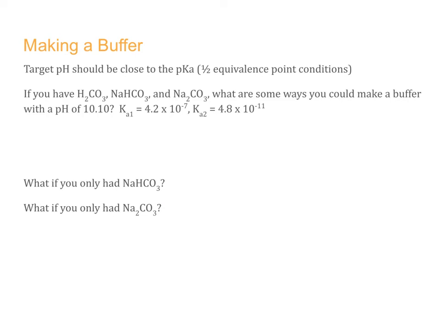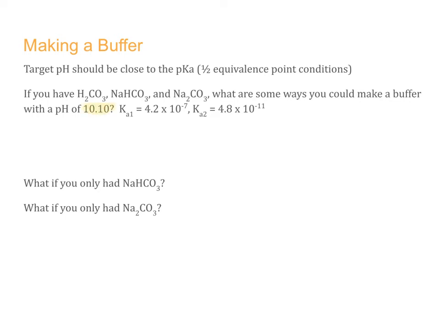The last topic is, how do you make a buffer? Like, if you know that you need a certain pH and you need a buffer, how do you go about doing that? So the first thing to keep in mind is the target pH that you're looking for should be close to the pKa of the acid, so that you get those half equivalence point conditions where you have about the same amount of acid and conjugate base, that conjugate pair. So in this case, we have carbonic acid, we have sodium hydrogen carbonate, and we have sodium carbonate. And it says, what are some ways you can make a buffer with a pH of 10.1?